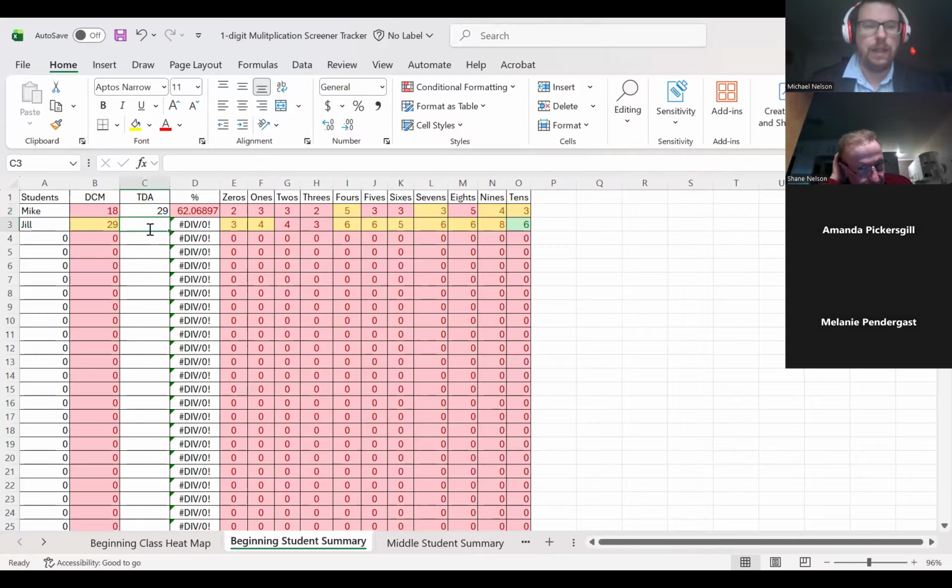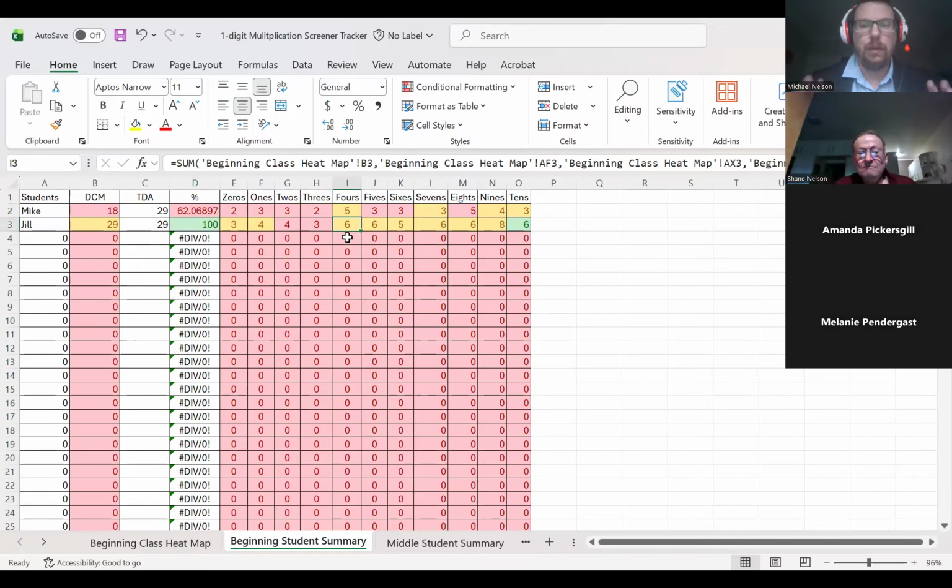So we pop this in here. She gets a green because she's got 100%. So from there, fours, even though they're well below, we're going to just stick with fours. So I'll switch again, jumping around a little bit.